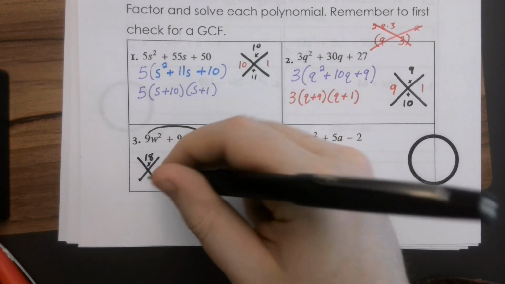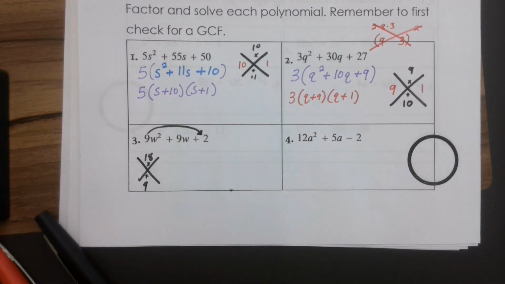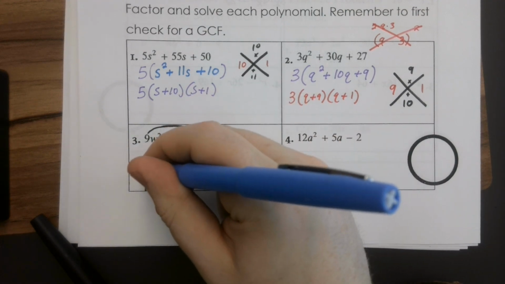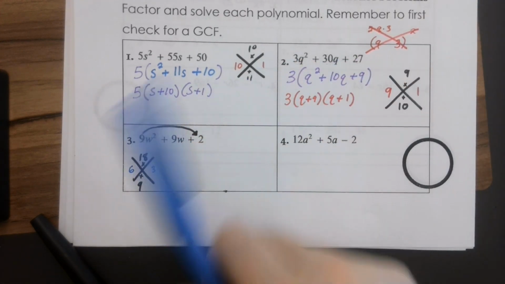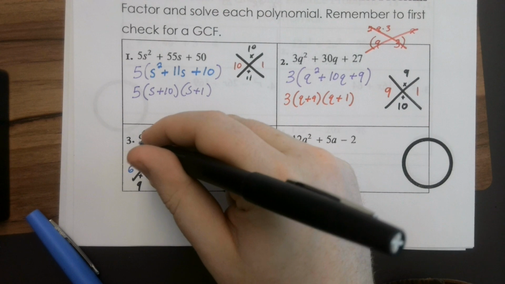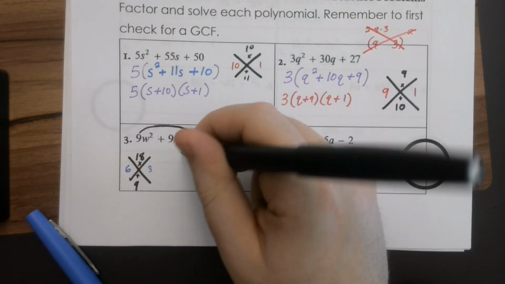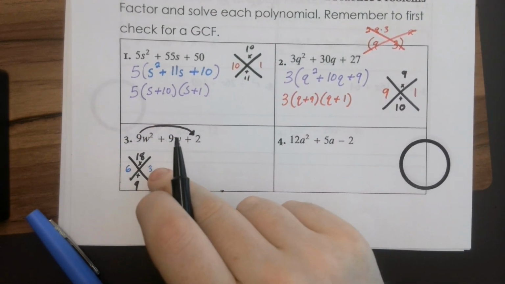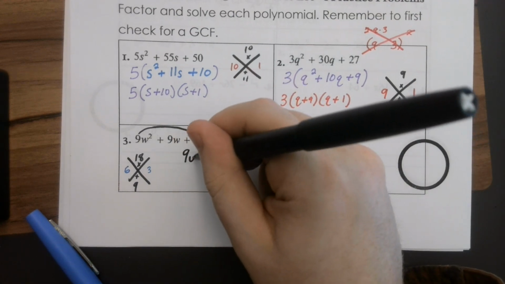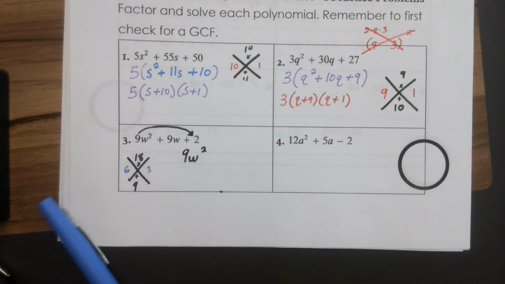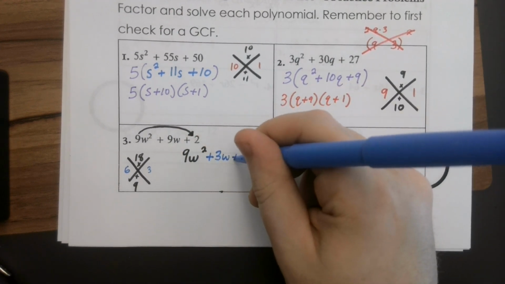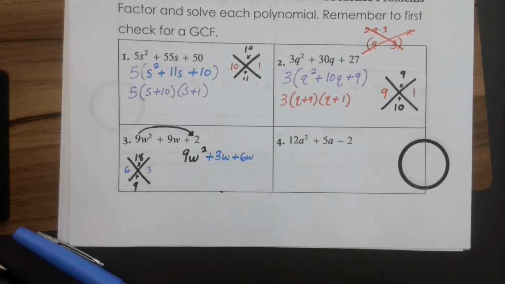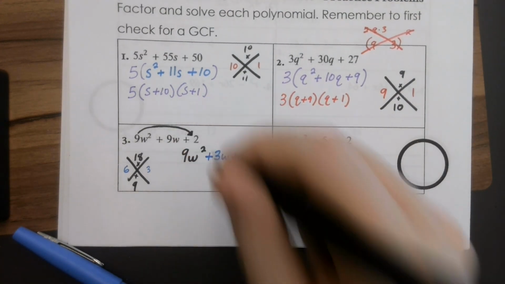Okay, we're looking for two numbers that multiply to make 18 and add to make 9. That is 6 and 3, or 3 and 6. I'm going to write out my original trinomial, replacing the 9w with a 6w and a 3w. So 9w squared is just like the original. I'm going to write the 3w first, then I'm going to write the 6w, and then in the original, it's plus 2.